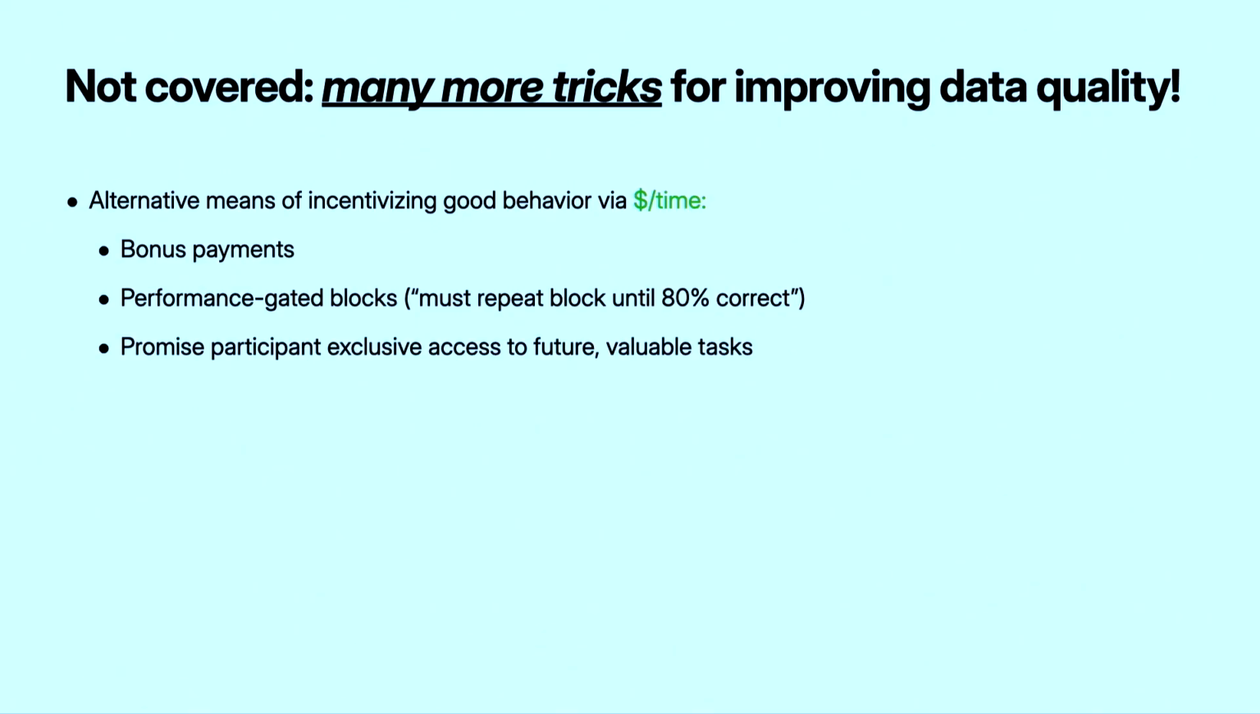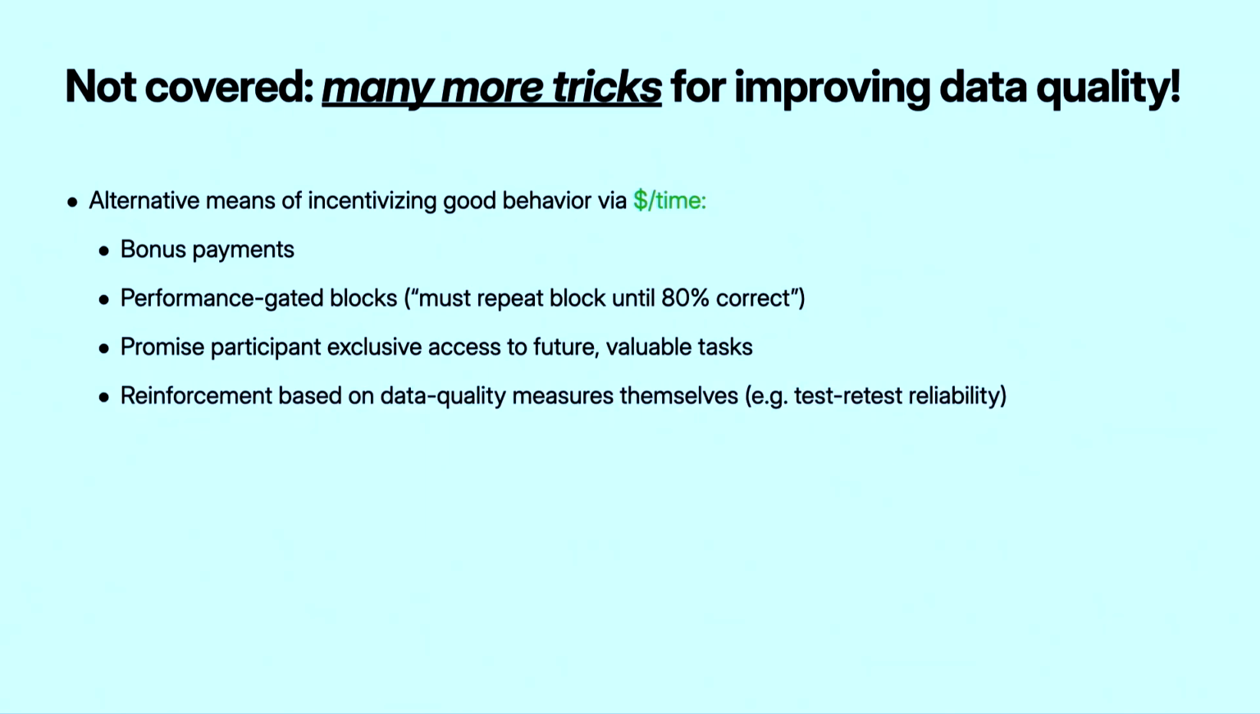Another more subtle one is you can actually promise participants on these platforms exclusive access to future valuable tasks. My sense is it's sort of a seller's market on these platforms. There are fewer tasks than people would like to do, so that this can be effective. And if you're running a task where there's no notion of correct or incorrect, or if you don't want to deliver normative feedback to your participants, you can also impose payment structures that are based on these sort of meta measures, like data quality. So maybe you'd pay someone more if they have high reliability.